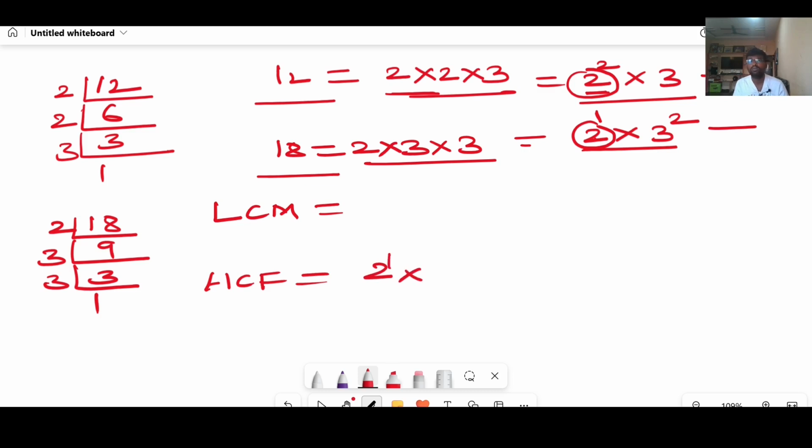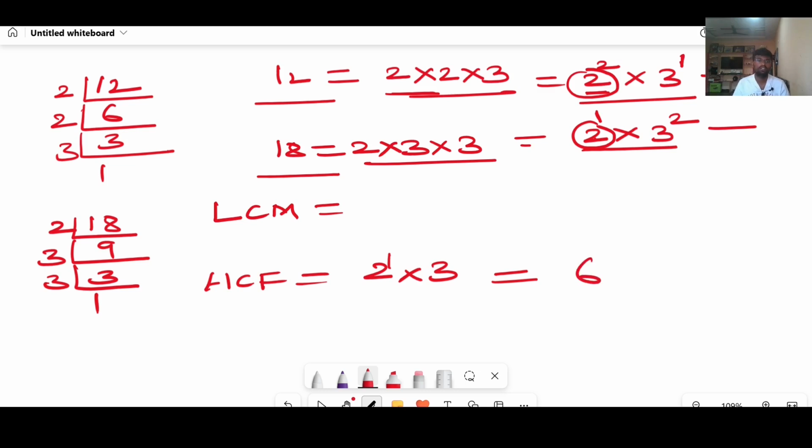And here also the same thing. In the prime factorization of 12 we have 3 power 1, and in the prime factorization of 18 you have 3 power 2. Which exponent is smaller here? 1, right? Therefore you have to take 3. What is the HCF now?